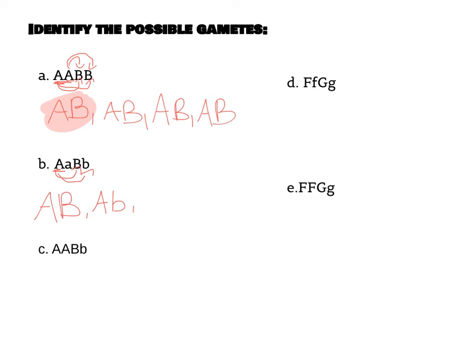Now I'm going to go to my second A, so my little a. Take it to the first B. Little a. Take it to the second B. All right, do I have any repeats? I don't. I have 4 very different gametes.